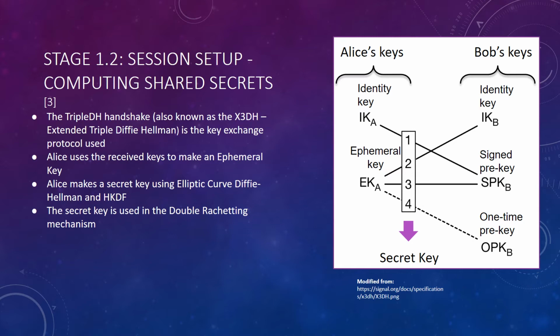After receiving Bob's keys, there are two potential outcomes. One, Alice aborts if Bob's signature is invalid, and if it is valid, then Alice will proceed to compute the ephemeral key. Then Alice can proceed to make a secret key using elliptic curve Diffie-Hellman and HKDF, which is HMAC-based extract and expand key derivation. This secret key can then be used in the double ratcheting mechanism. X3DH provides forward secrecy and cryptographic deniability and asynchronicity to the Signal protocol.